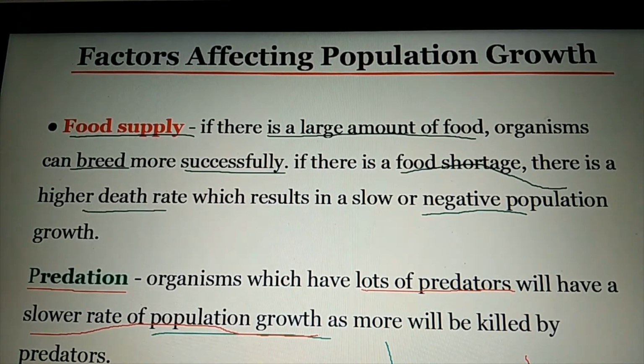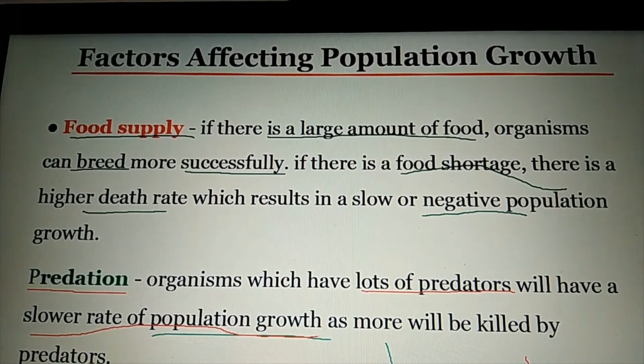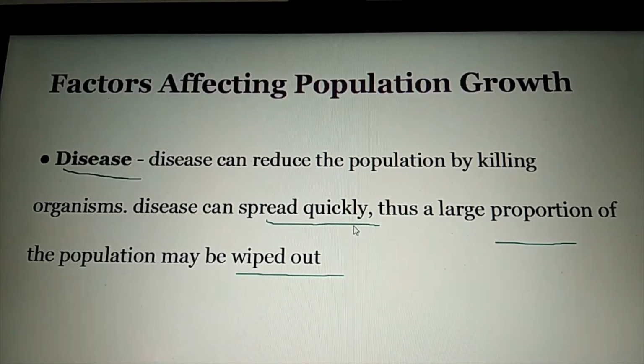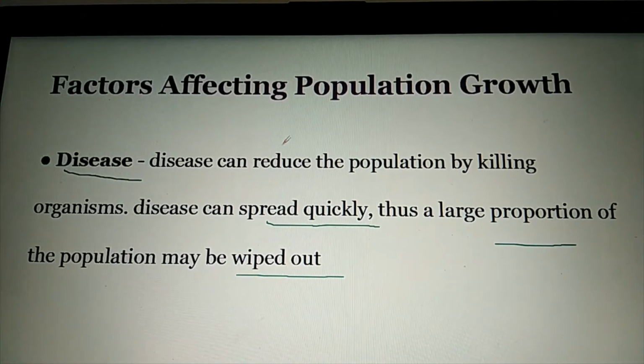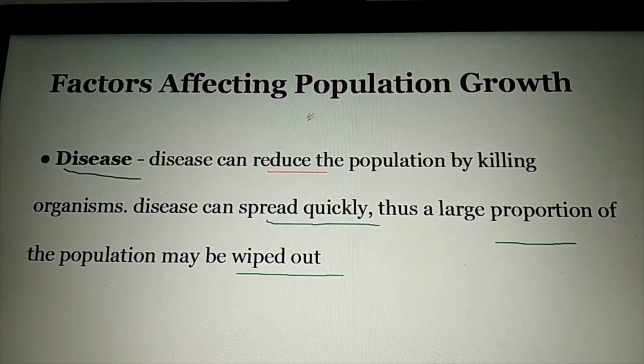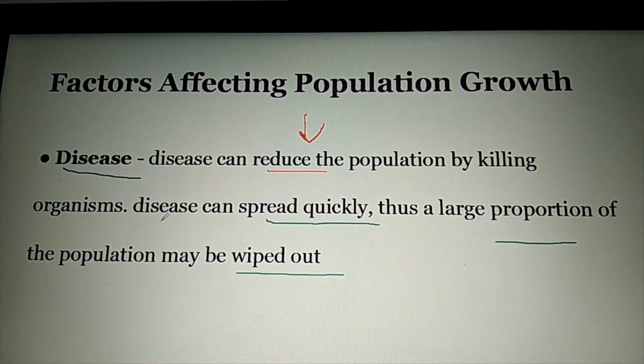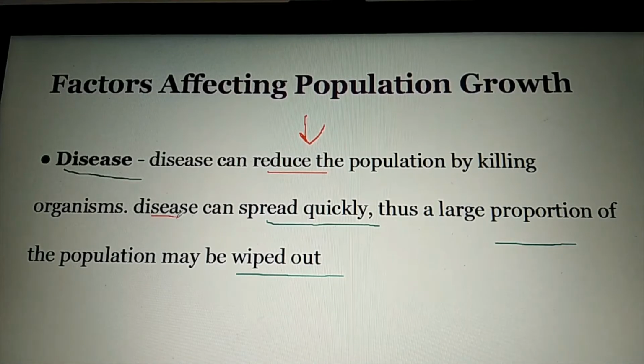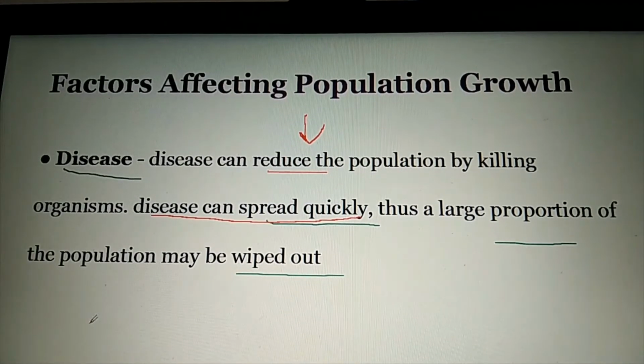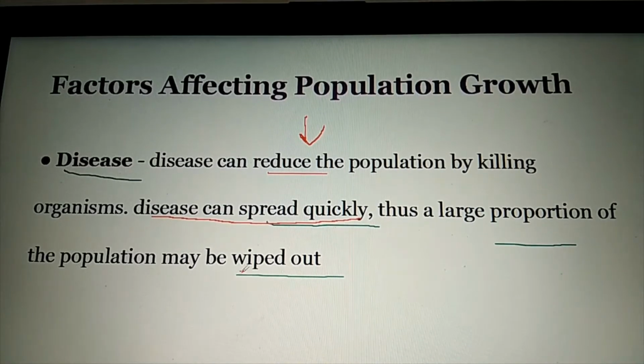So we go to the next factor that affects population growth: diseases. Diseases also affect the growth of population. Disease can reduce the population by killing organisms. Disease can spread quickly, thus a large proportion of the population will be wiped out.